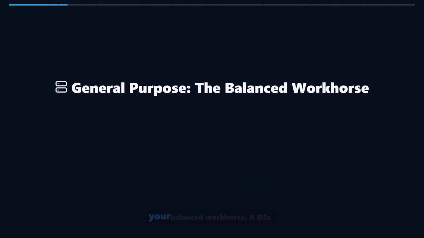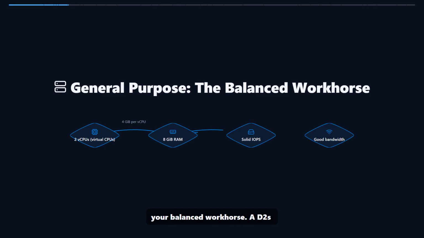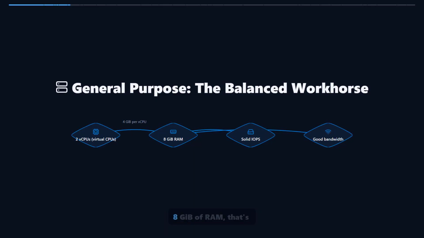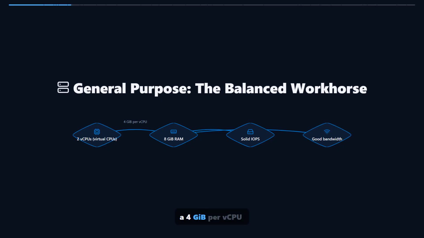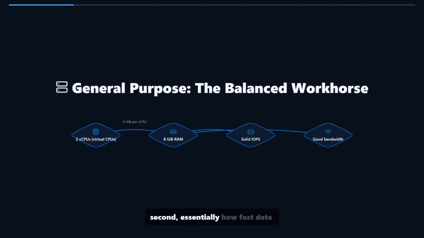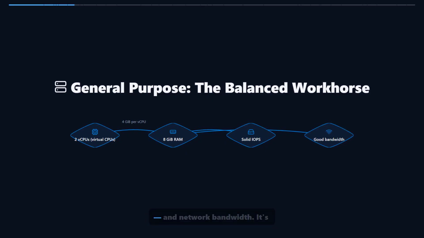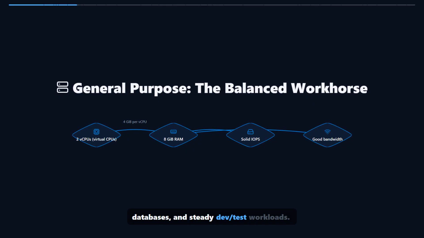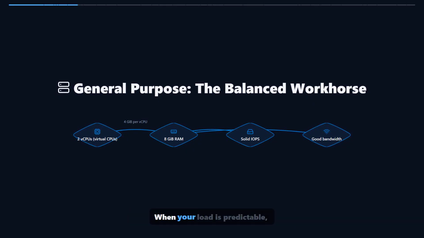Think of the D series as your balanced workhorse. A D2s v5 gives you 2 vCPUs, virtual CPUs, and 8 GB of RAM. That's a 4 GB per vCPU ratio, along with solid disk IOPS, input-output operations per second, essentially how fast data can be read or written, and network bandwidth. It's perfect for web servers, small databases, and steady dev test workloads. When your load is predictable, the D series gives you exactly what you need without waste.